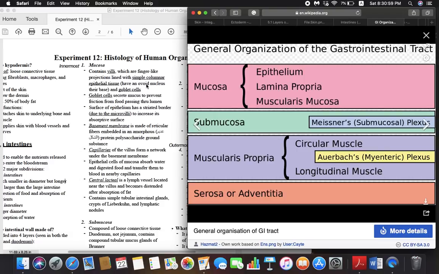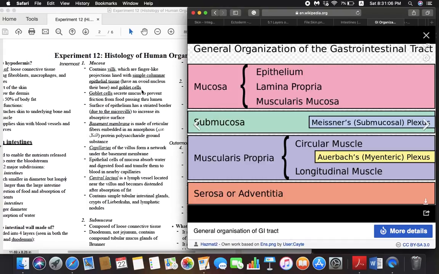The manual also mentions that simple columnar epithelial tissue has an ovoid nucleus at its base, and we already know this fact from the previous experiment in animal tissues, that simple columnar cells have nuclei all at the same height at their base. And the mucosa also contains goblet cells. The function of goblet cells is to secrete mucus, and this mucus prevents friction from food passing through the lumen. We mentioned that lumen refers to any hollow area inside a tube. So the lumen of the small intestines is the hollow area.